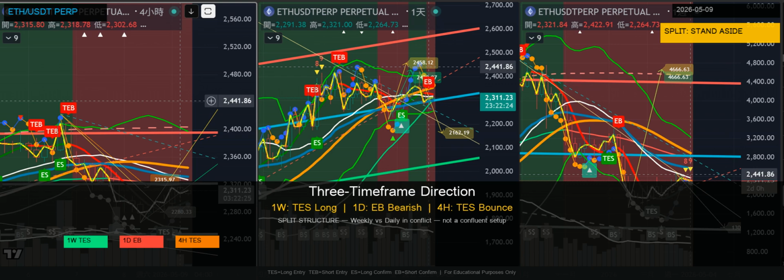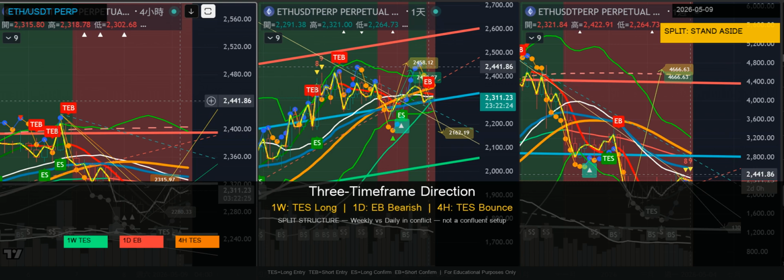Now the 4-hour chart. The 4-hour shows a sequence of TEB signals on the left side, followed by ES signals indicating short-term recoveries. Most recently, on the lower right of the 4-hour chart, a TES signal has appeared. This TES signals a short-term long entry at the low zone on the 4-hour.